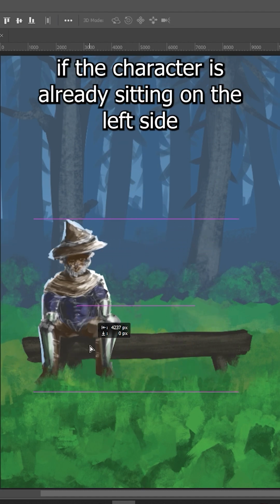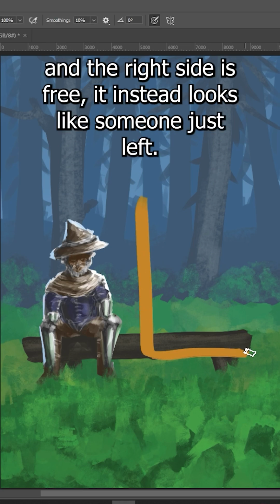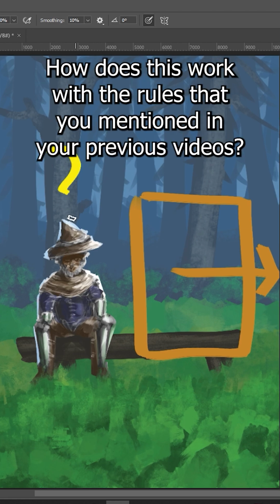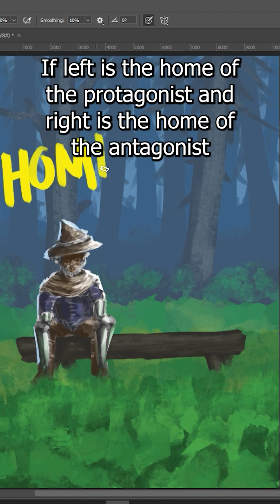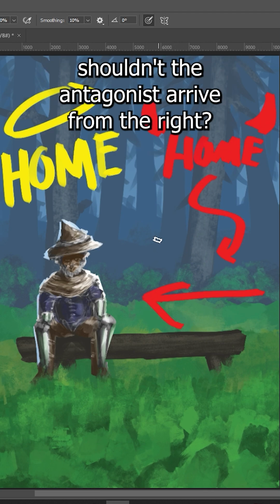But if the character is already sitting on the left side and the right side is free, it instead looks like someone just left. But now you might ask, how does this work with the rules that you mentioned in your previous videos? If left is the home of the protagonist and right is the home of the antagonist, shouldn't the antagonist arrive from the right?